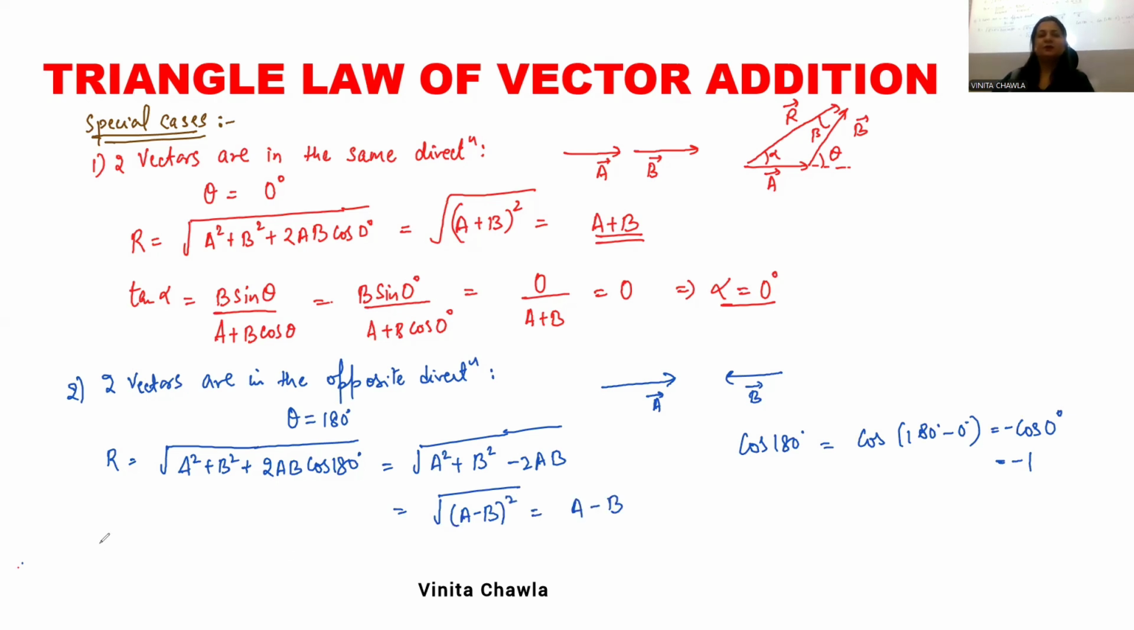Similarly, we can find tan alpha. It's B sine 180 degree upon A plus B cos 180 degree. Sine 180 degree is sine 0 degree, which is 0. And below we'll have A minus B, result is 0. This implies alpha is equal to 0 degree.